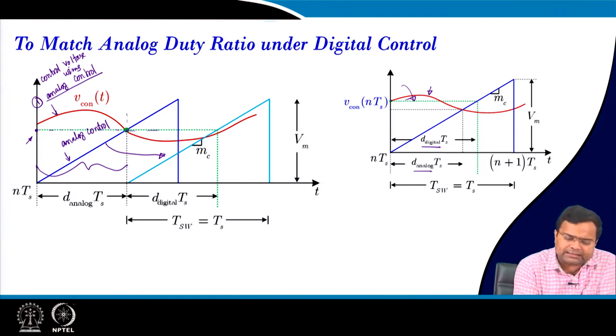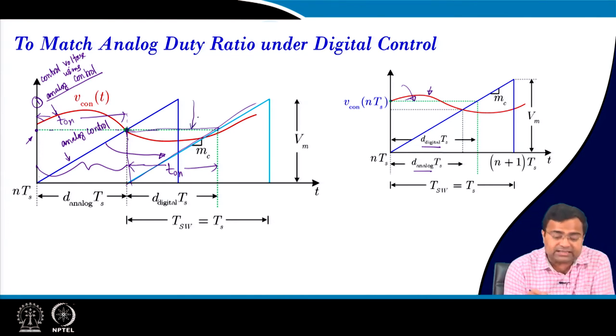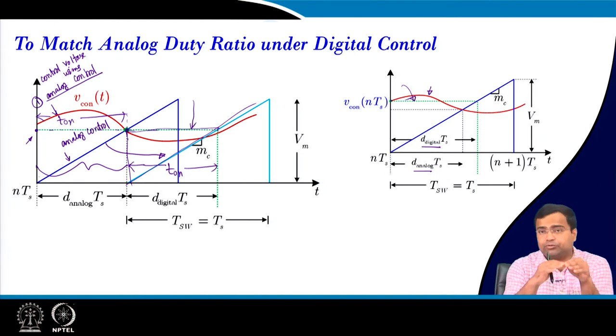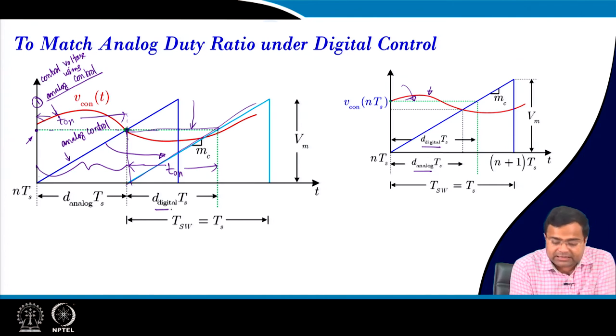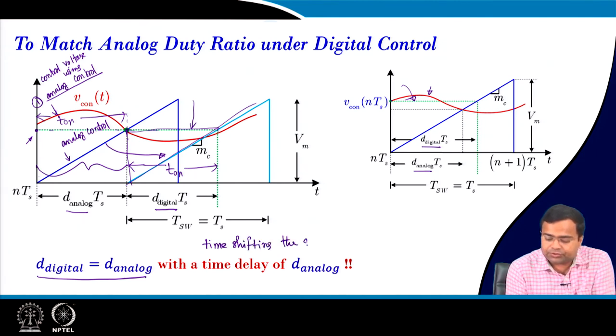If we take the sample here and start the digital control sawtooth waveform, then this will intersect here, and this on time will be exactly identical to the on time of this, because their values are the same. The green waveform is the extension of the point of intersection due to the analog control, and we are using the same value of the control voltage as the sample value at the starting point, and then we can achieve exactly that. Which means we can make the digital duty ratio and the analog duty ratio identical by time shifting the sawtooth waveform.